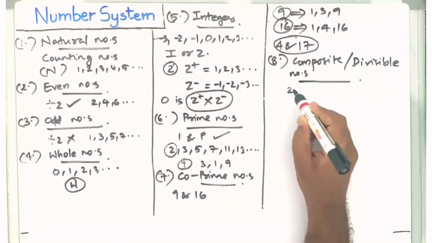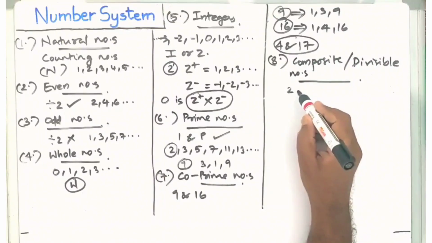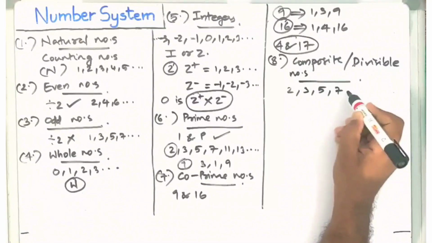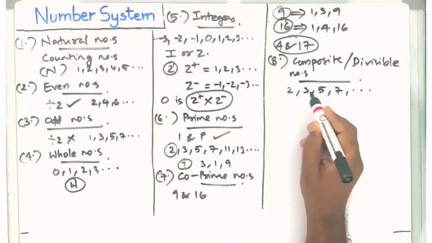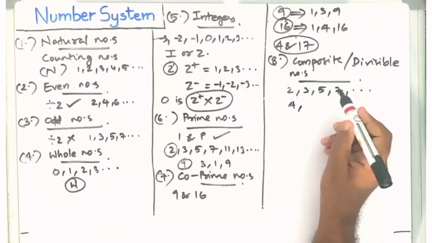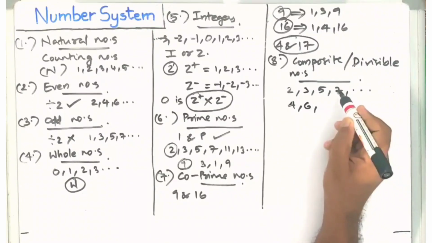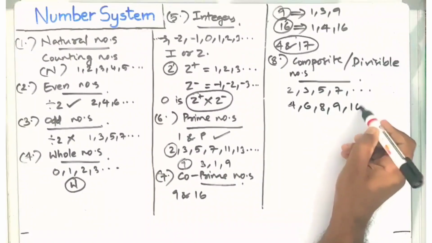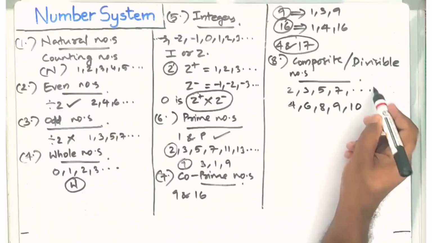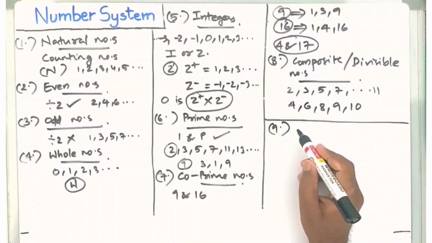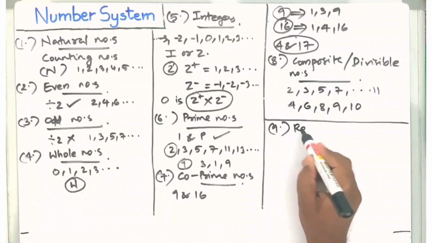So we all know about prime numbers. 2 is a prime number, 3, 5, then 7, etc. Here the composite numbers will be 4, 6, 8, 9, 10, but 11 is a prime number. Another kind of numbers are rational numbers.